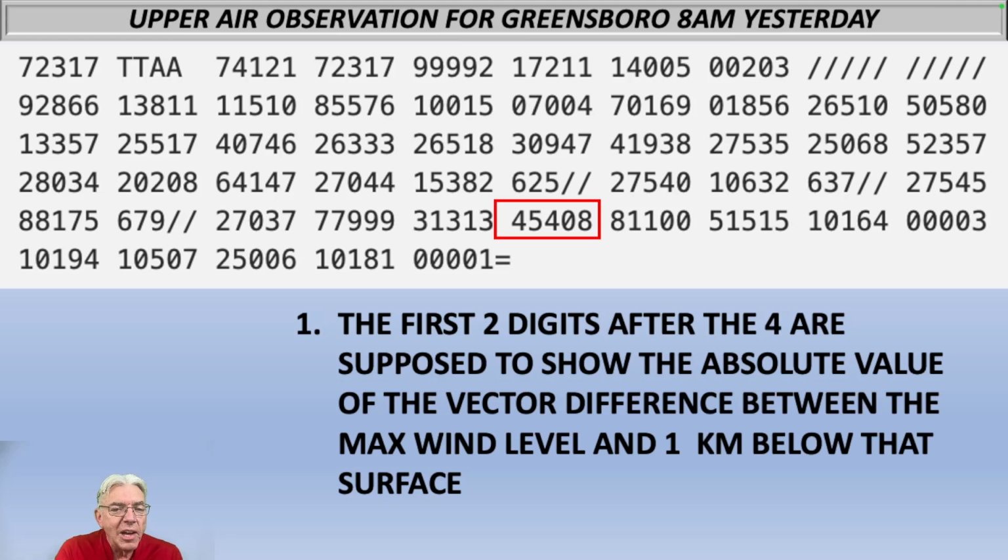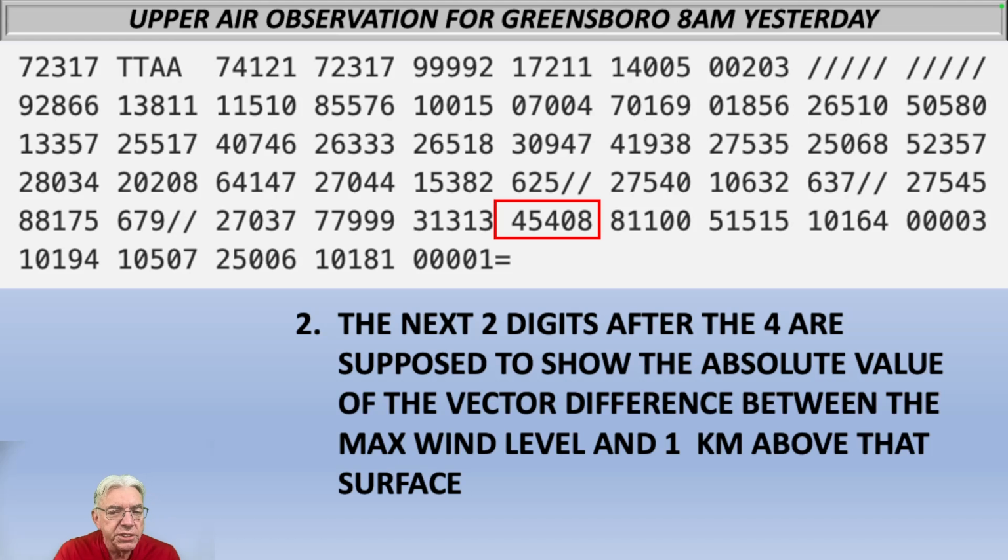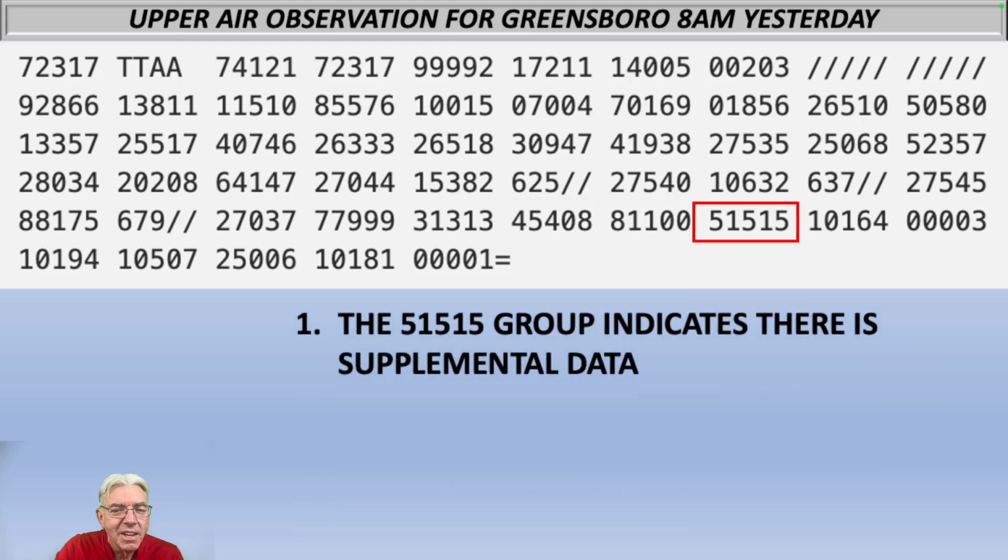Here, in the 45408 group, the first 2 digits after the 4 are supposed to show the absolute value of the vector difference between the maximum wind level and 1 kilometer below that level, okay? But since the data is missing, it's really sort of a useless set of numbers in this particular case. And then the next 2 digits after the 4 are supposed to show the absolute value of the vector difference between the max wind level and 1 kilometer above that surface. And then the 51515 indicates that there is supplemental data about to come your way.